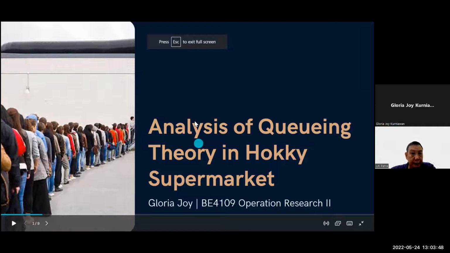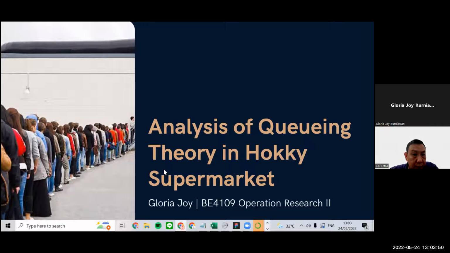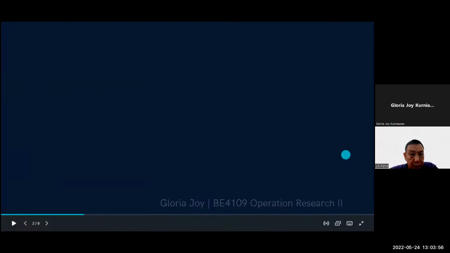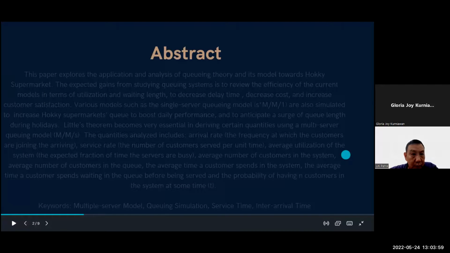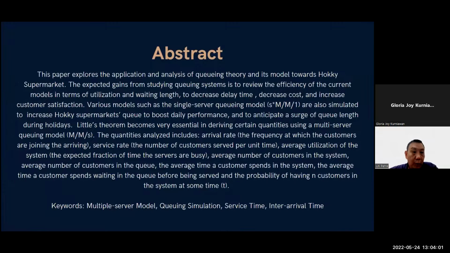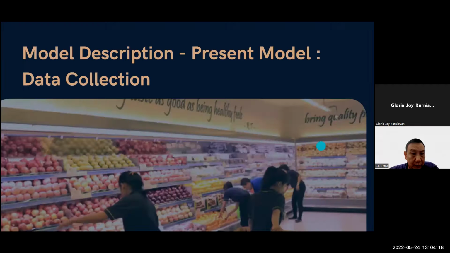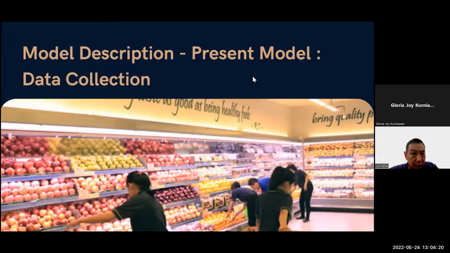So this is actually the title of my paper later: Analysis of queuing theory in a hockey supermarket. I have made the abstract and the introduction, the first chapter, and currently I'm in my second one. The keywords would be multiple server model, queuing simulation, service time, inter-arrival time. The second chapter is the model description. Currently, I'm discussing the present model and the data collection.